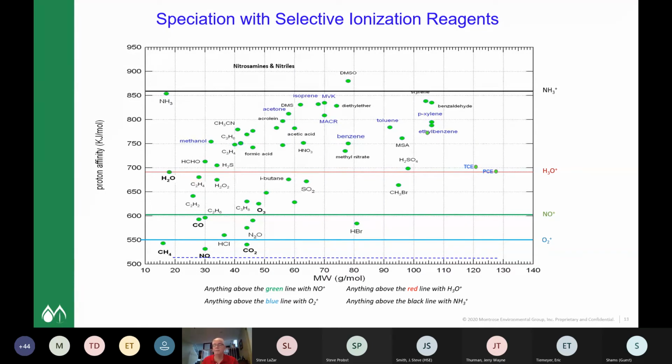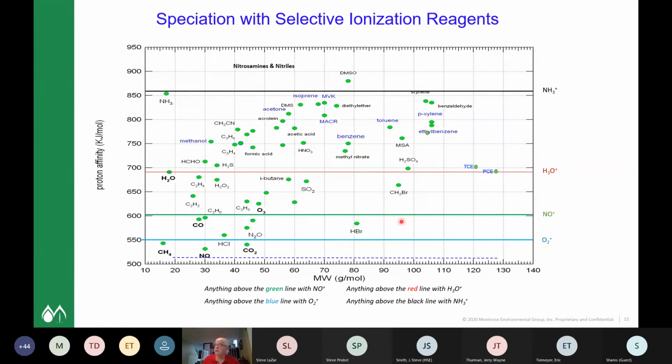So let's say we're interested in BTEX. If you look on here, if you find benzene, there's benzene and toluene, and the other ones are up here. These are all above the hydronium line. So hydronium would be an acceptable reagent gas to use. It'll transfer its charge to toluene and benzene. You can go ahead and do your analysis.